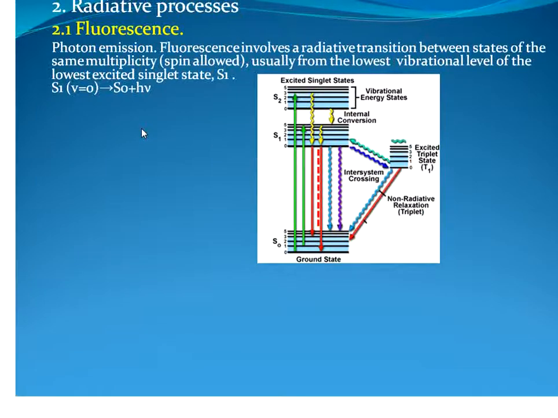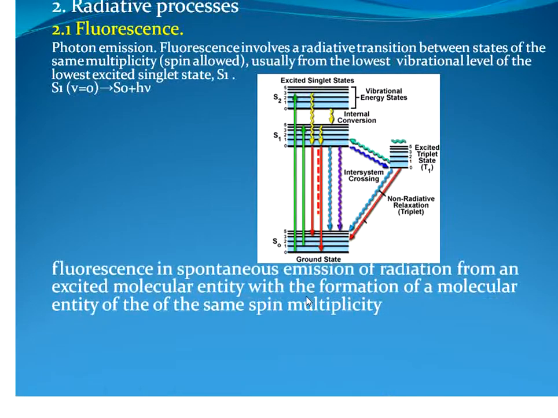So this is what we mean by same multiplicity. An electron is relaxing from S1 to S0, and here the radiation is given off as hν. This is the kind of radiation being given off, and that one is called fluorescence.